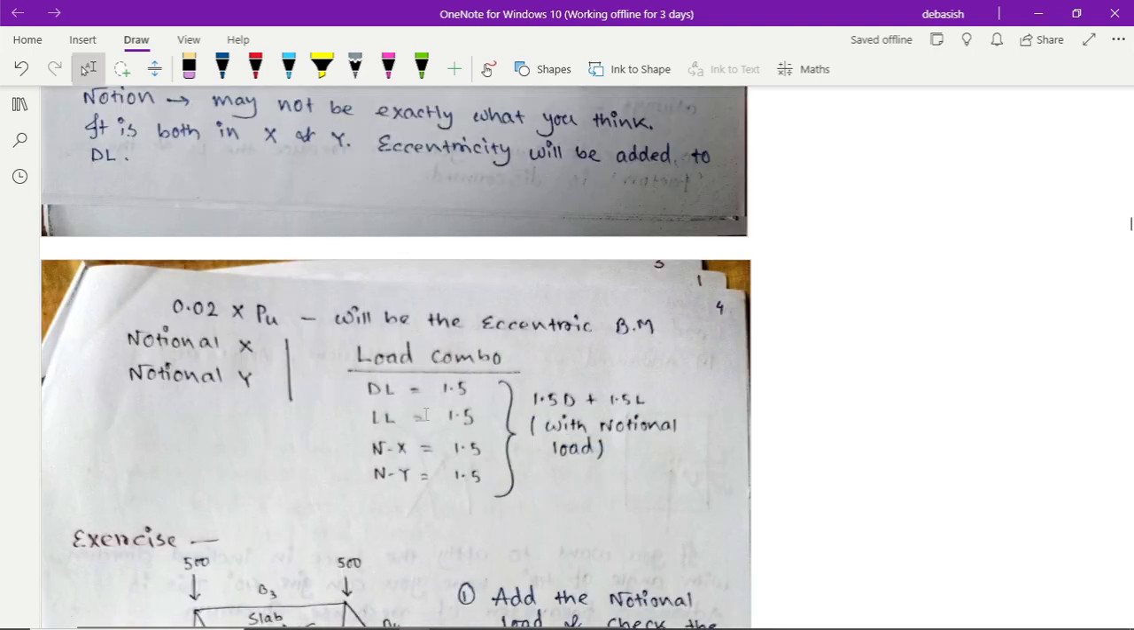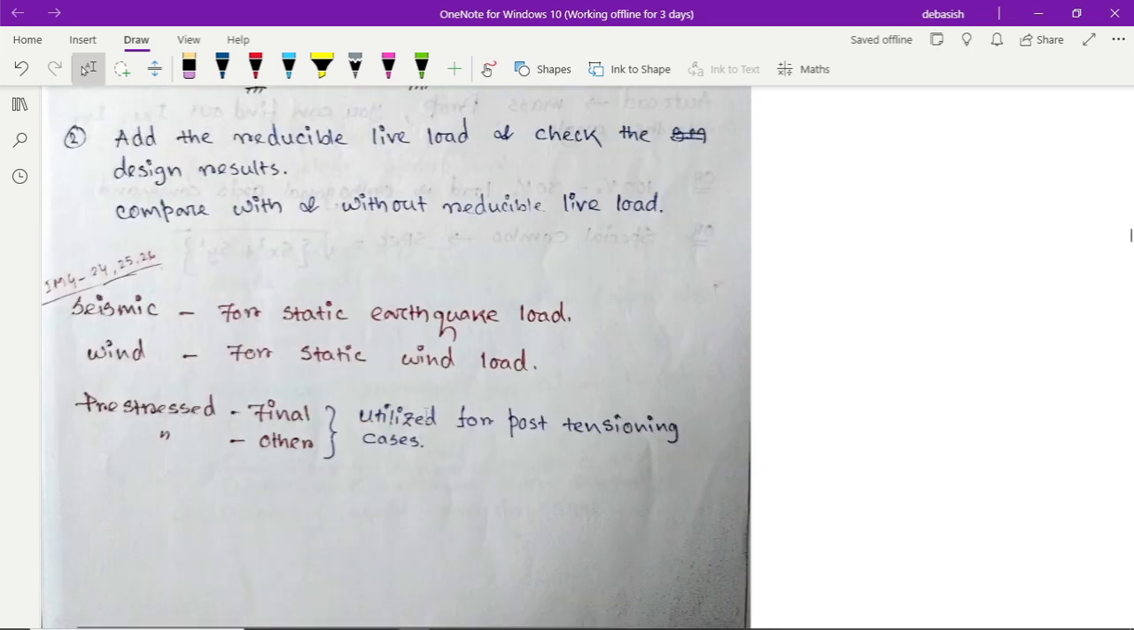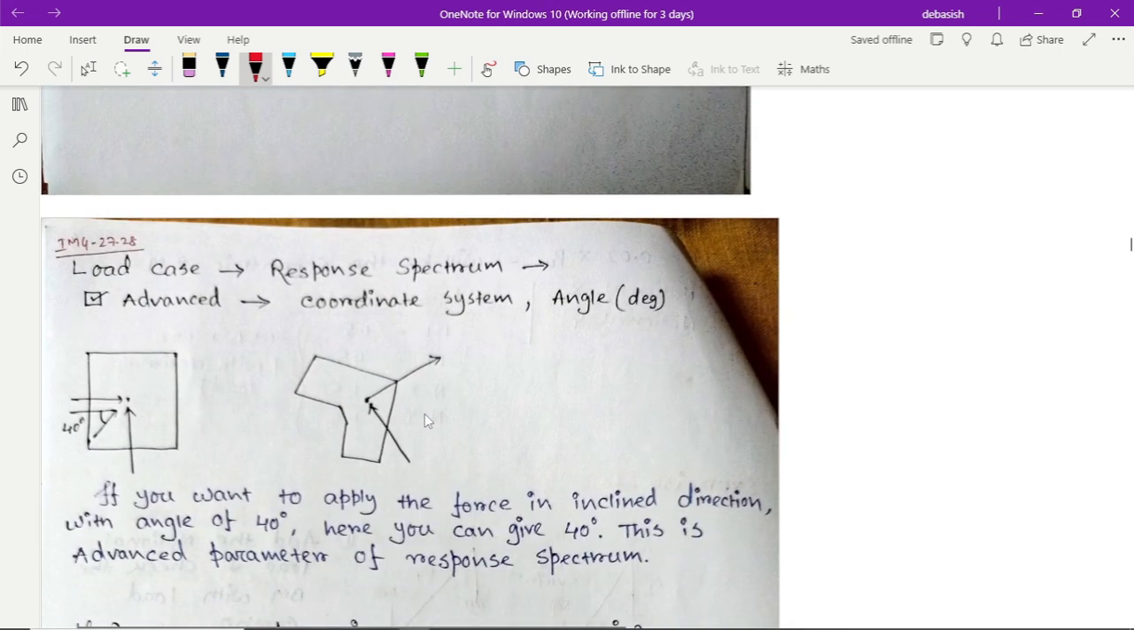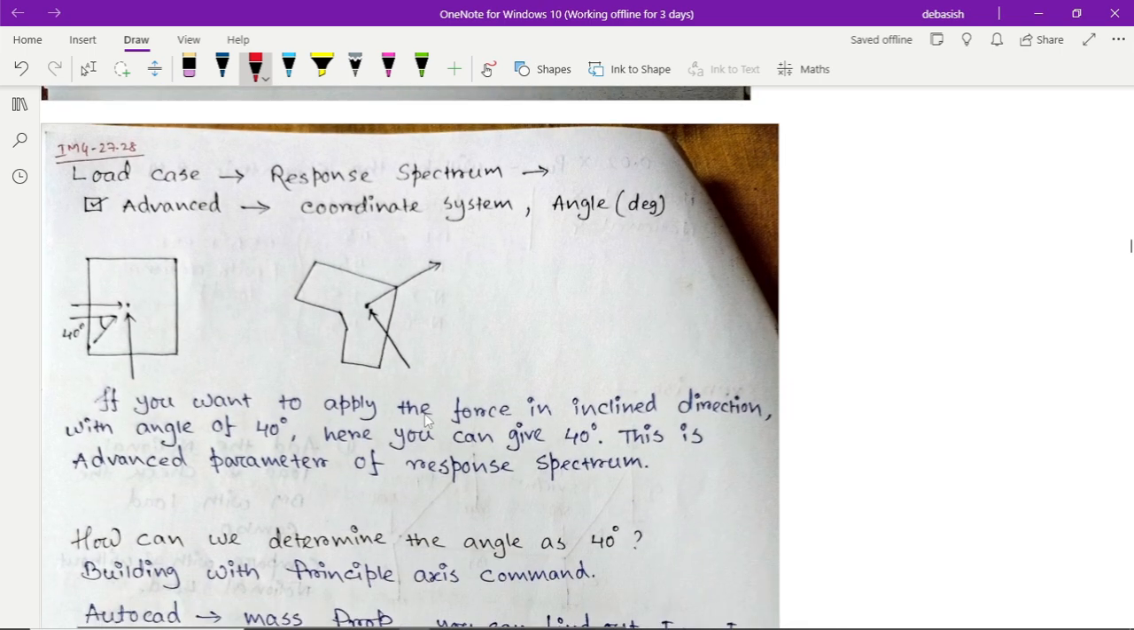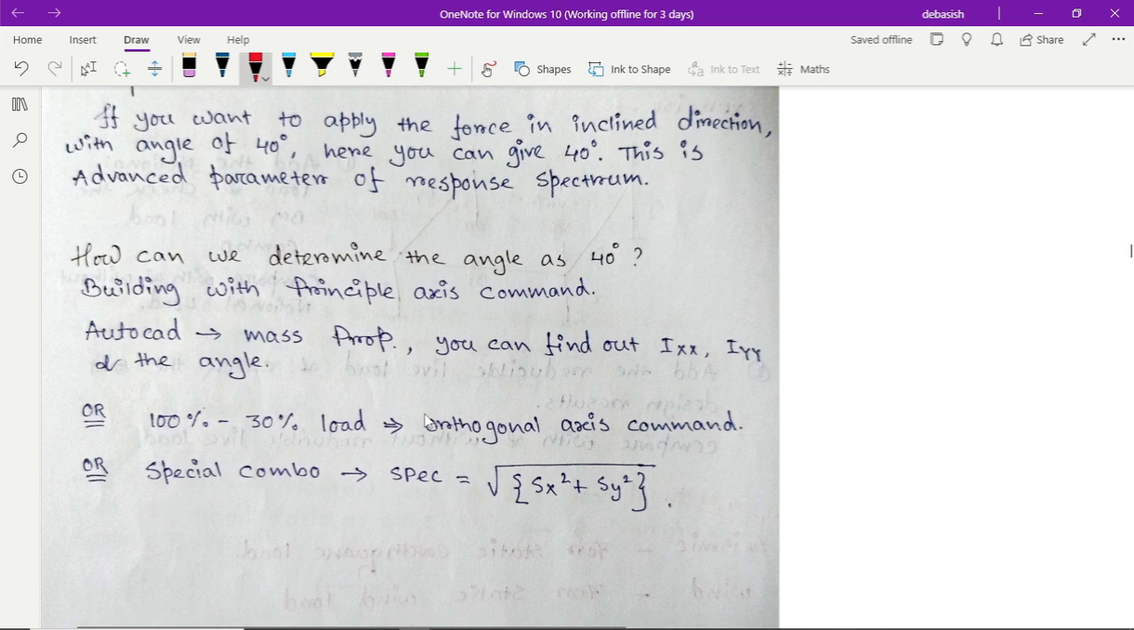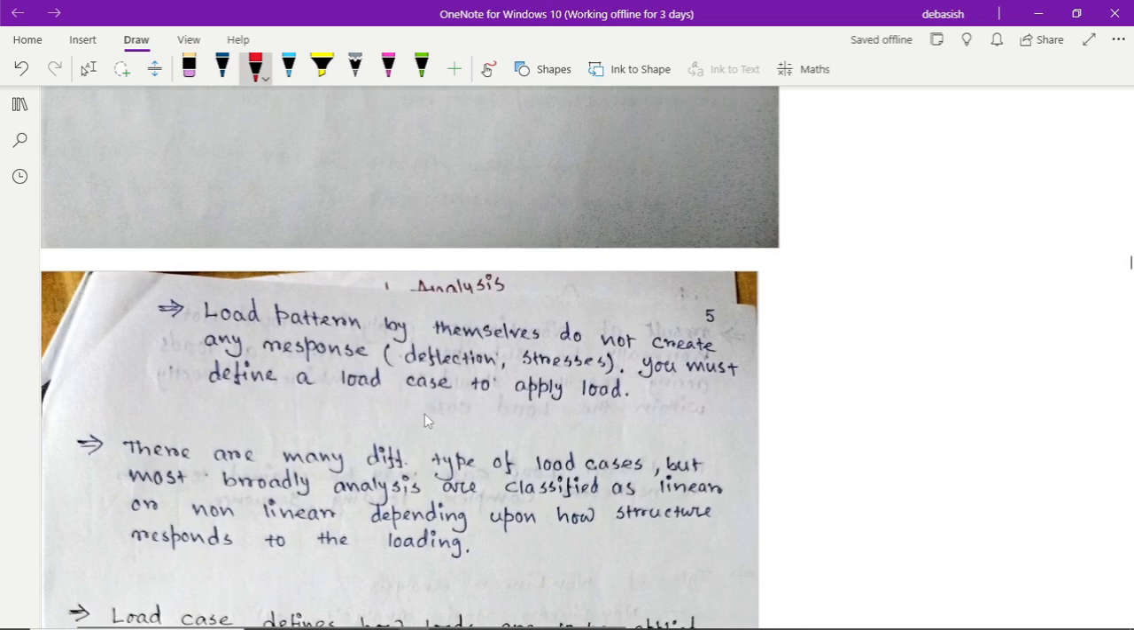And after the notional load there will be seismic load. So we can define the static earthquake forces in the load pattern and static wind forces in the load pattern also. Pre-stress final and pre-stress others are utilized for post-tensioning cases. Response spectrum we do not define in the load pattern, we define it in the load cases.